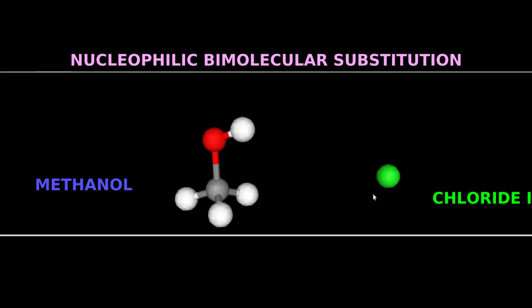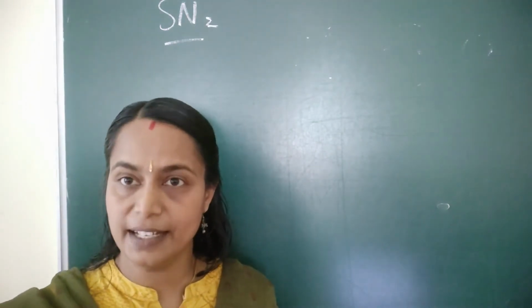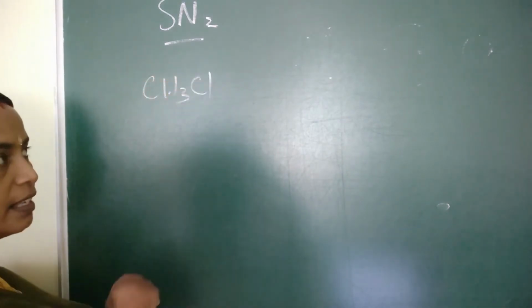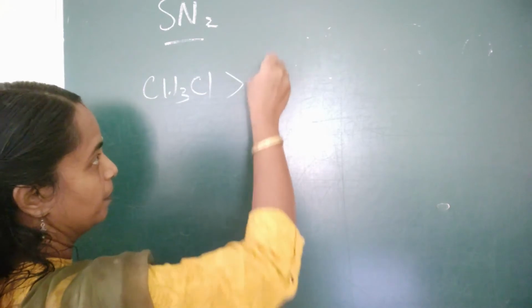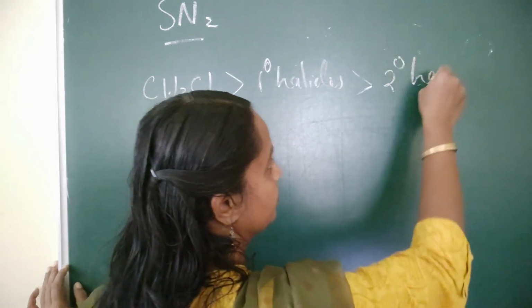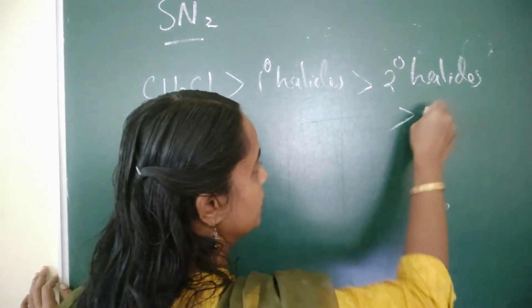Here, in the slowest step, both chloromethane and hydroxide, the nucleophile, participate in the reaction, and therefore it is second order kinetics, and hence the name bimolecular nucleophilic substitution reaction or SN2 reaction. The SN2 mechanism is followed more by methyl halides than primary halides, than secondary halides, than tertiary halides.